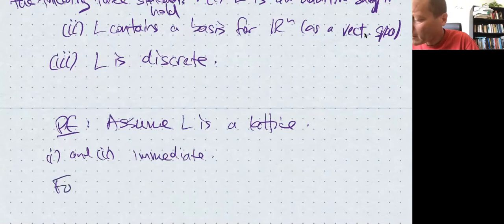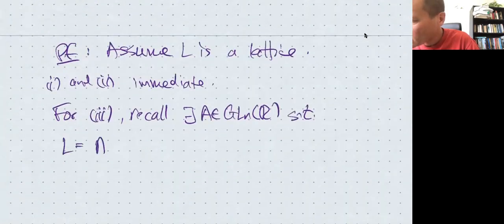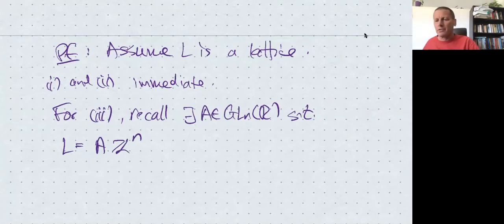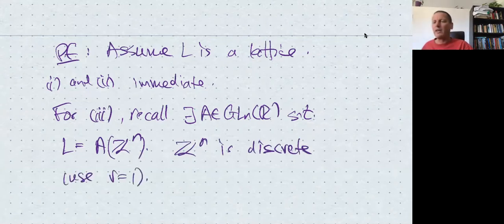For 3, remember from last time that there's a matrix A in GL_n(R) such that L is the image of Zn under this matrix. Zn is discrete. Just use R equal to 1, for example. You don't have any elements around 0 in Zn within distance less than 1 except the origin itself.